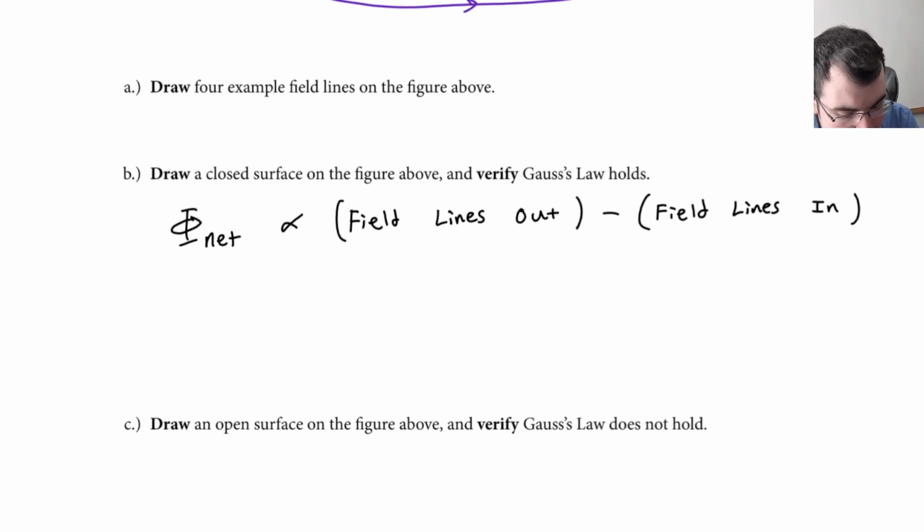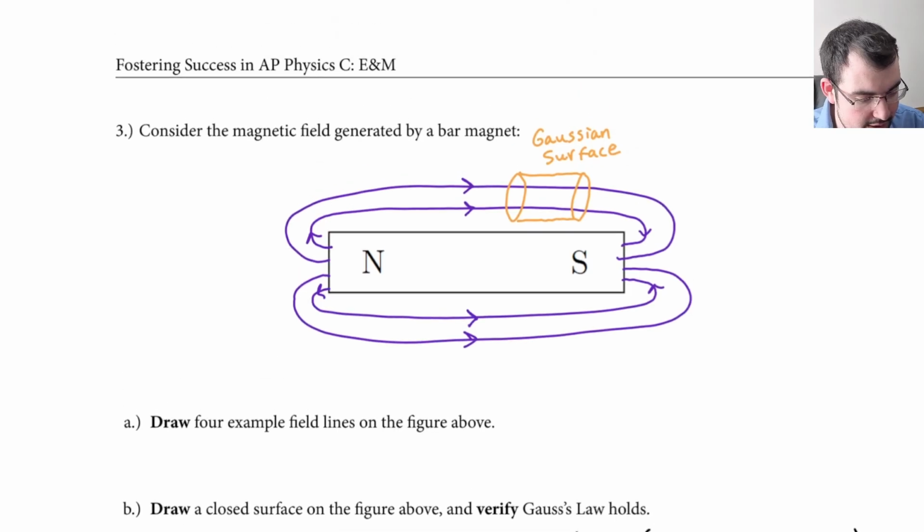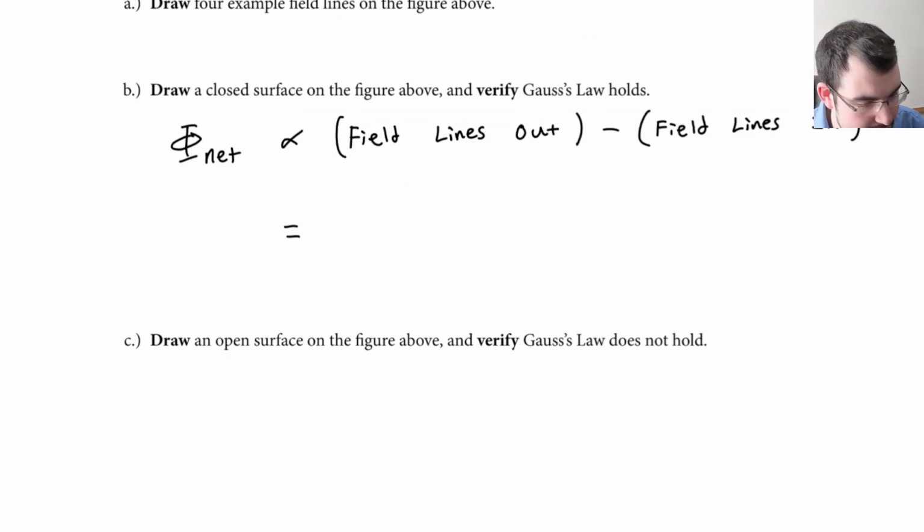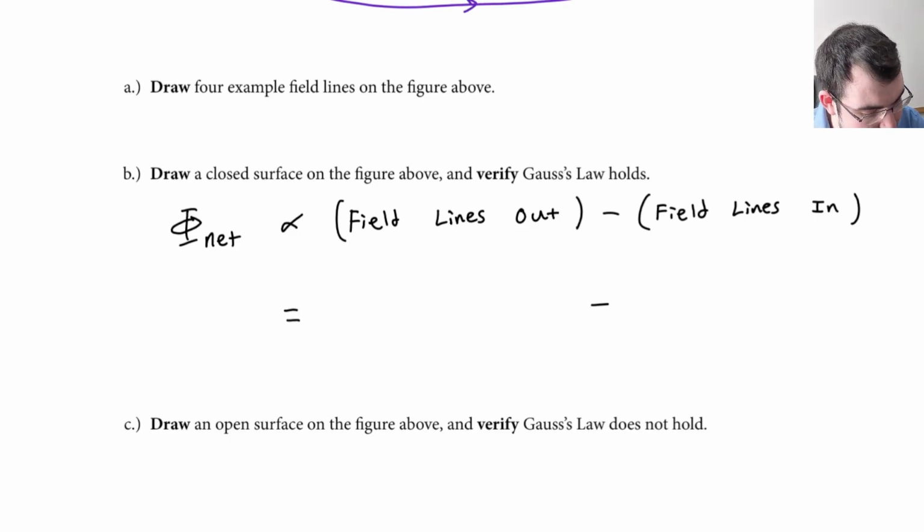So let's just count. How many field lines enter the cylinder? Well, the field lines are entering right here. And notice I count 1, 2 field lines. Oh, sorry, that's in. That's in, so we'll put that over here.